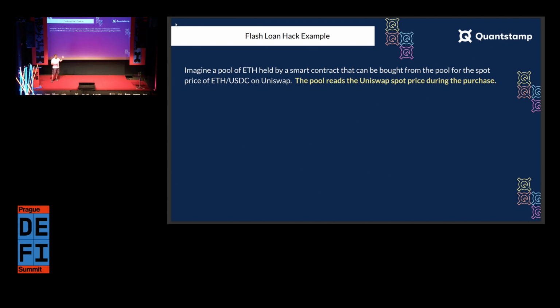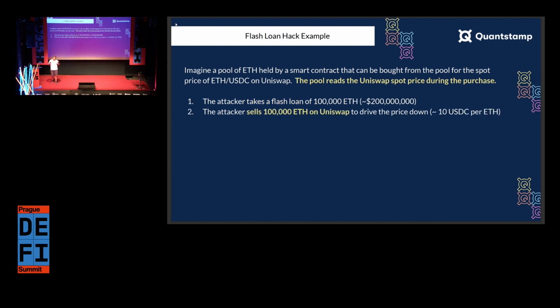And in this design, which I'm going to 100% admit right here is vulnerable, the pool is going to check the spot price on Uniswap, and that's how it is going to price the ETH for you. So if an attacker wanted to exploit such a protocol, it would be super, super simple. They would take a flash loan for something like 100,000 ETH, which is $200 million. Flash loans are really, really large. And then they would go to Uniswap and dump all that ETH on Uniswap. They would drive the price of ETH really, really down. For the sake of an example, let's assume that would be something like 10 USDC.